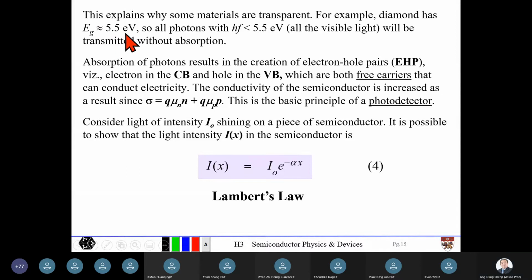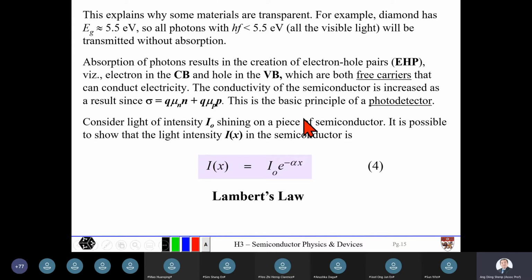As you know, if you consider the visible range of the electromagnetic spectrum and convert the wavelength into photon energy, you see that for the entire visible range, the photon energy is less than 5.5 eV. So visible light can pass through diamond without being absorbed. That's why diamond appears transparent.